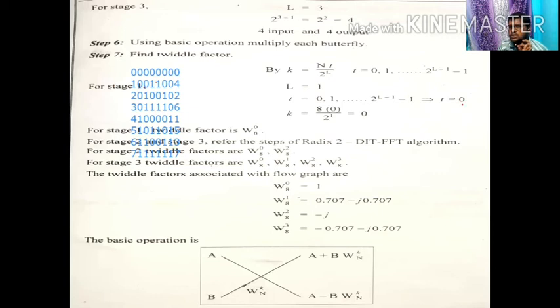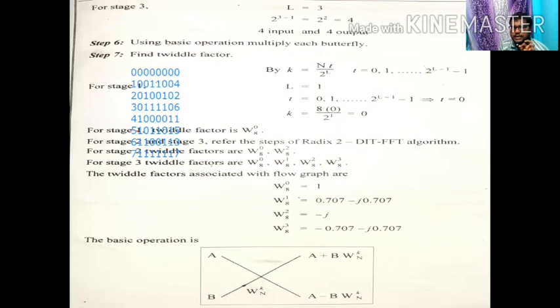Now substitute this condition in the k value. So k is equal to N divided by 2 power L times t, that is 8 of t divided by 2 power 1. So t is 0, substitute here. 0 multiplied by anything is 0. So k is equal to 0. So for stage 1, it requires only one twiddle factor, that is k equal to 0, so W8 power 0. This is the twiddle factor for stage 1.